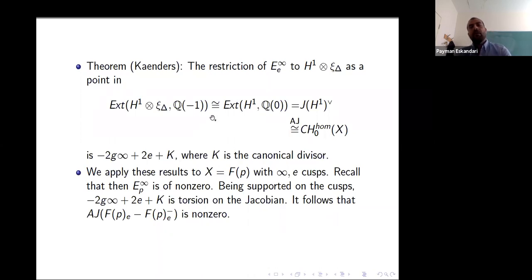Now we're going to apply these two results to our setting. Again, X is the Fermat curve of prime degree P, and infinity and E we take to be cusps again. So with P greater than 7, we now know that this extension is non-zero.